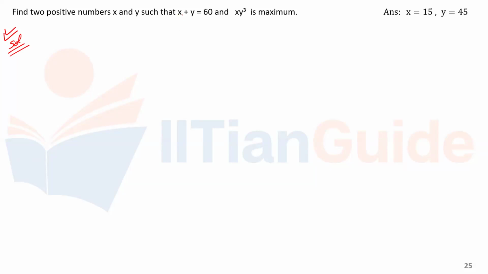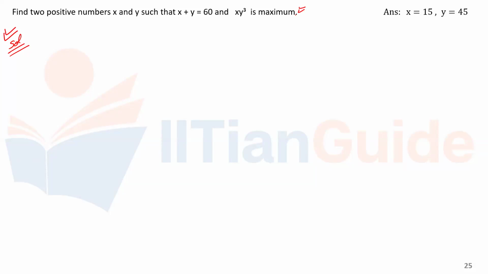We are given x plus y is 60, xy cube is maximum. Indirectly, we can say divide 60 into two parts so that the product of one part and the cube of the other part is maximum. They have asked about the maximum value, so I will get only the maximum value. I will not get the minimum value. Logically, the minimum value will be 0.